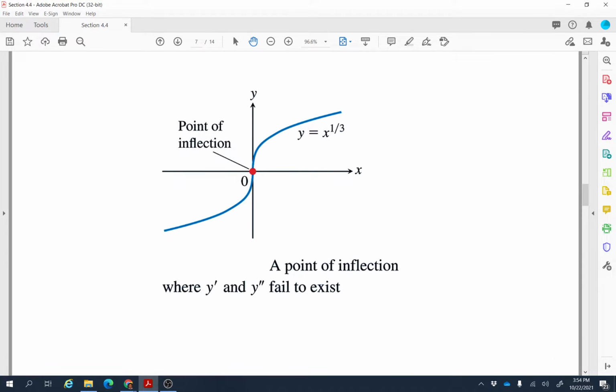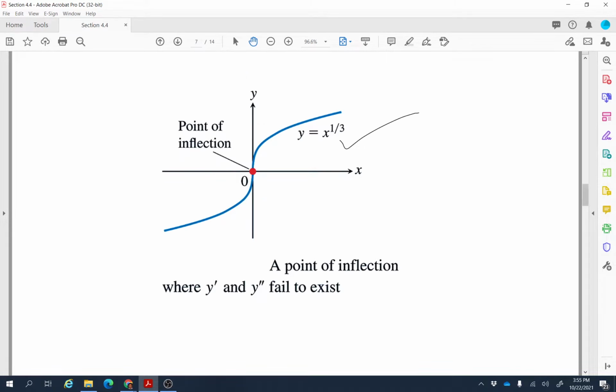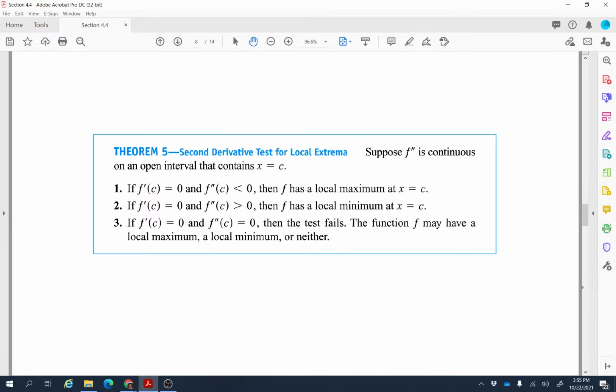Sometimes you might have a point like this, where the first derivative and second derivative are not possible to find. You cannot find the first derivative and second derivative for this function. The same way we found here, the second derivative at 0 is not possible. Similarly, if you try to find the first derivative and then the second derivative, you cannot find the value of the first and second derivative at 0. That's why it's a point of inflection.